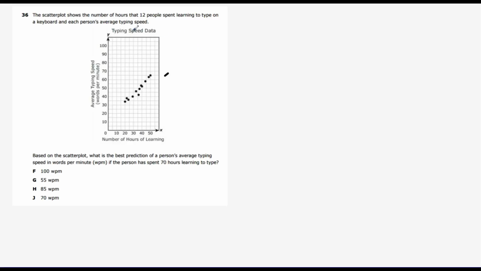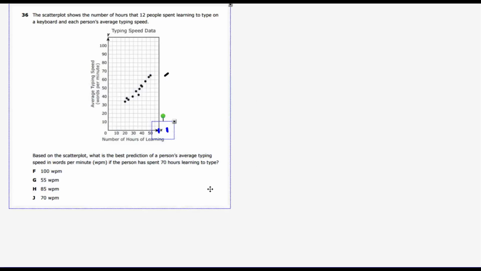Alright, scatter plot. 12 people learning to type. Based on the scatter plot, what's the best prediction of a person's typing speed if they've spent 70 hours? So there's 50 hours, so 60 would be about here. 70 would be somewhere off the graph. Not too far off the graph. We probably could have just drawn a line and gone over, but let's work a little bit harder than that.